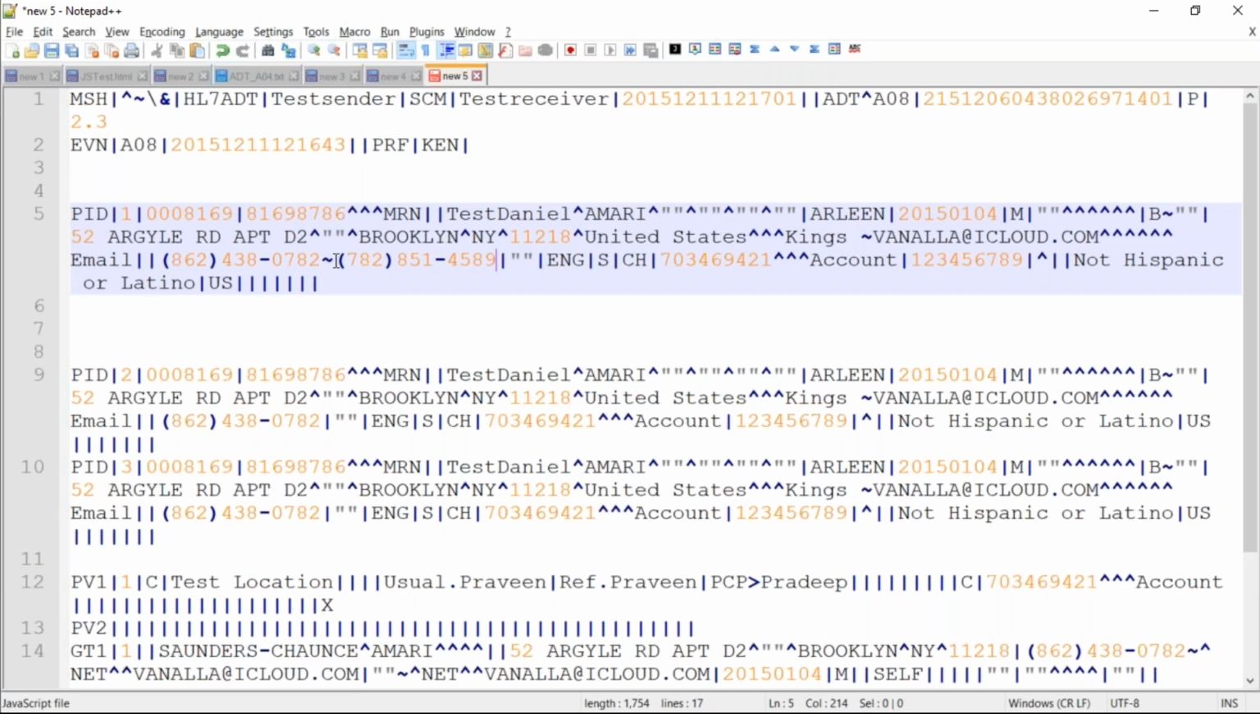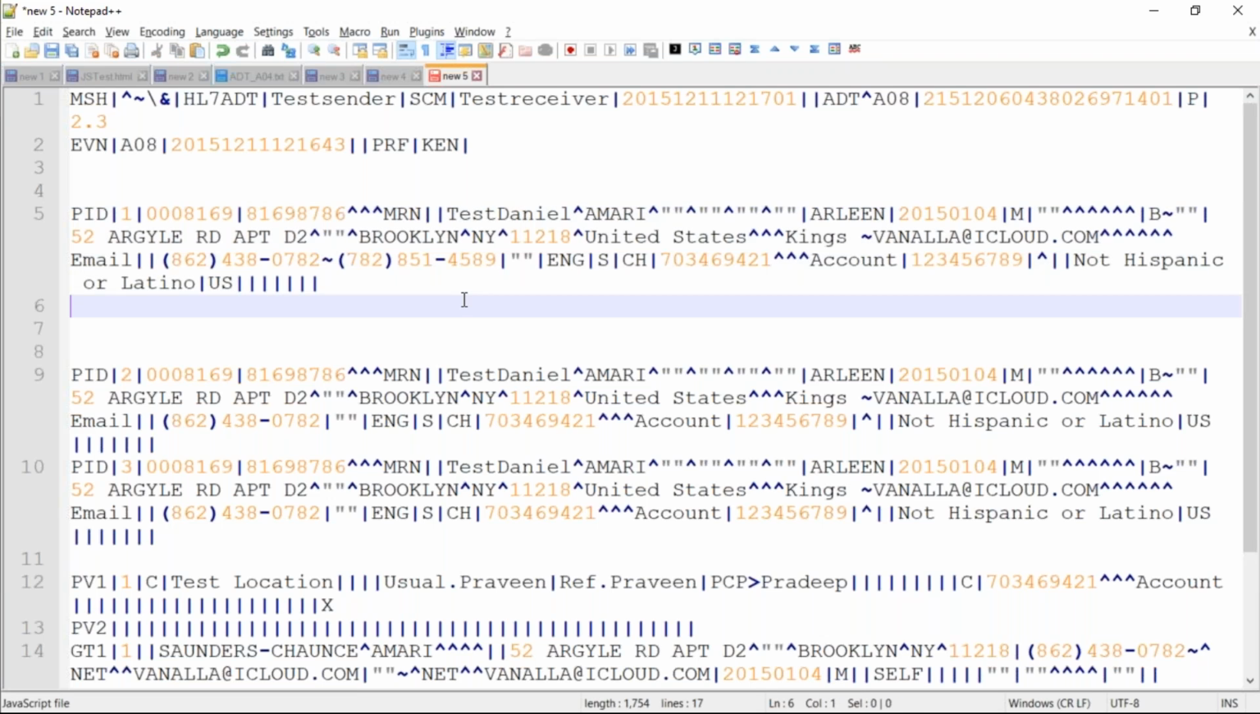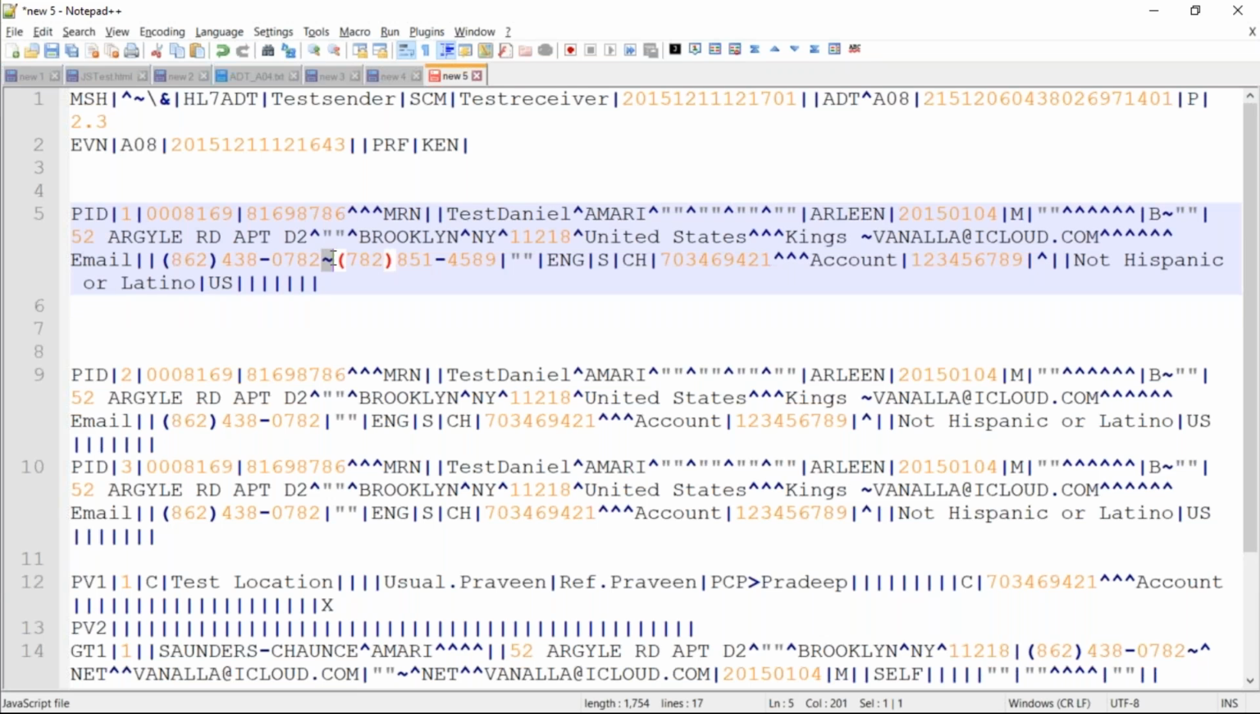Okay, so this is the secondary phone number that we are seeing. This is the primary phone number. And when reading the message, when counting the fields, we consider this one as PID 13 and this is also PID 13. Whenever you are using a tilde, it is virtually adding two pipes, not physically, but virtually. And this is considered PID 13, and this is also considered PID 13.